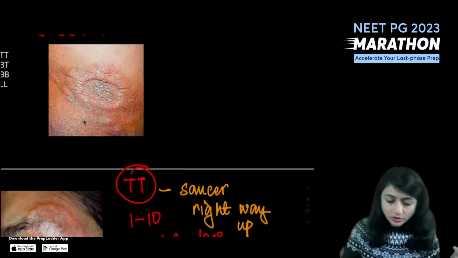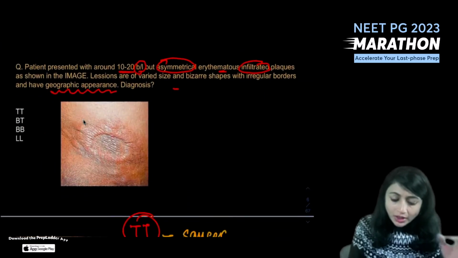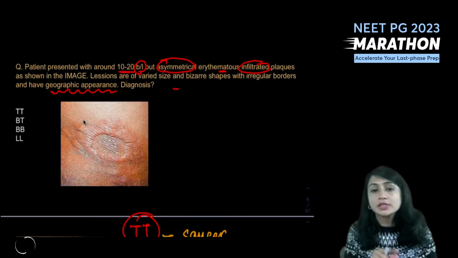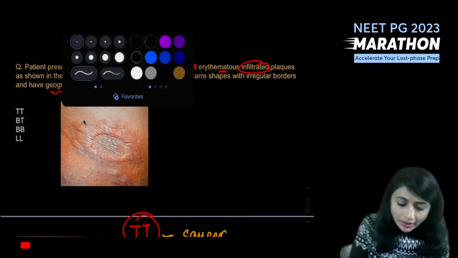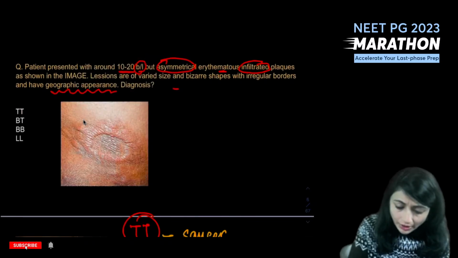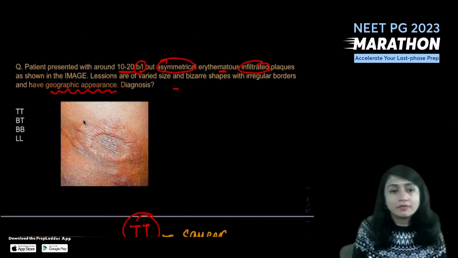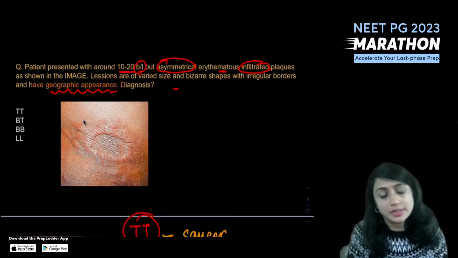So now let's come back to the question again. So now in the question, even if you don't look at the number of lesions, symmetry or anything, you have this thing. You have presence of geographic appearance. You see this, you can straight away mark BB Hansen.